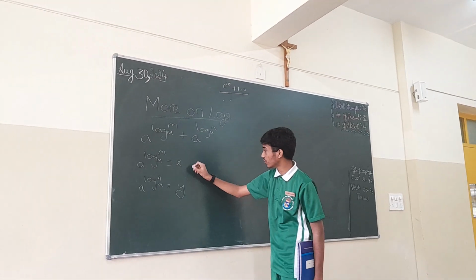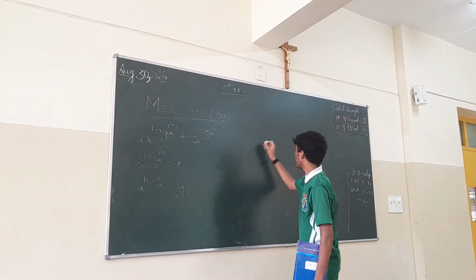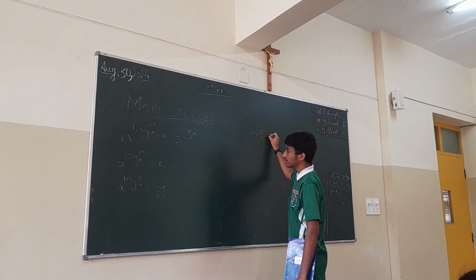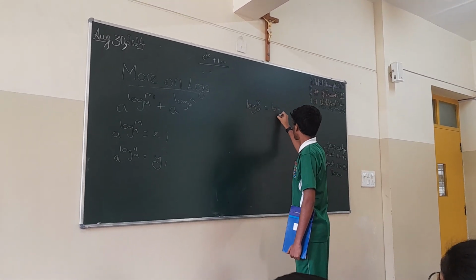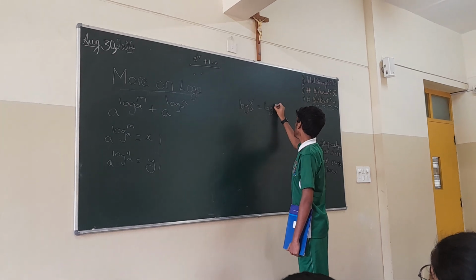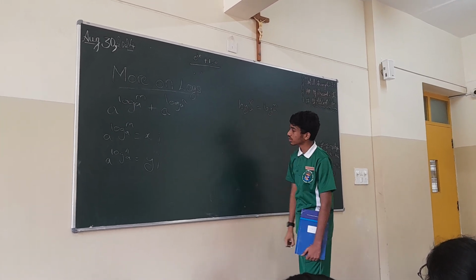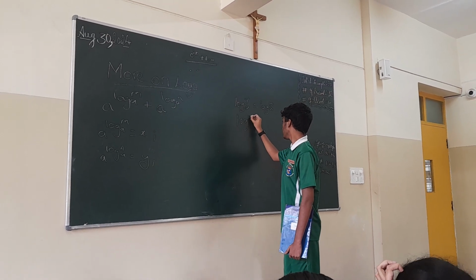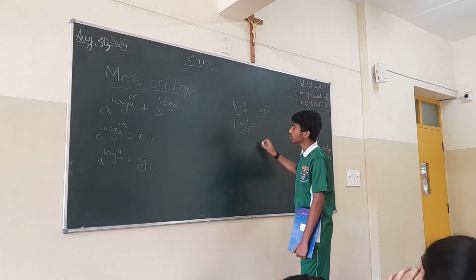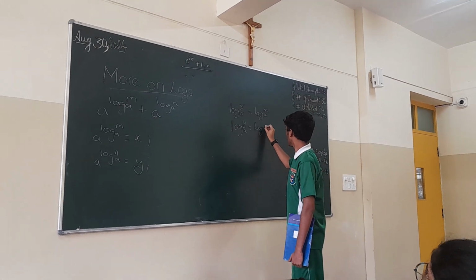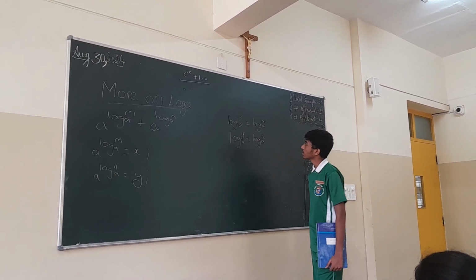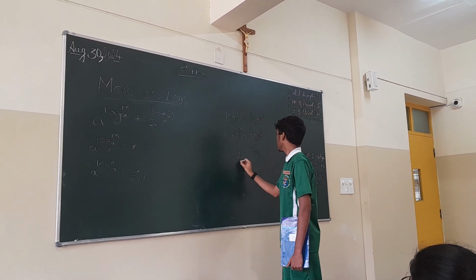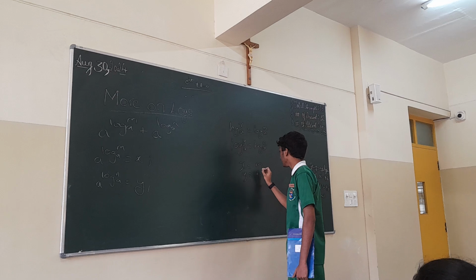Can I write this in the form of logs? Log x to the base a is equal to log m to the base a. Again, this can be written in log format: log y to the base a is equal to log n to the base a. Remove the logs again. So x is equal to m and y is equal to n.